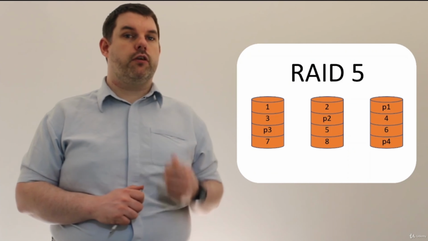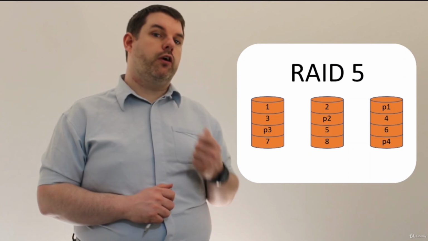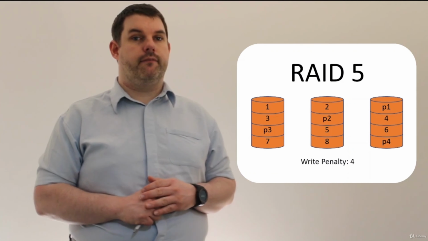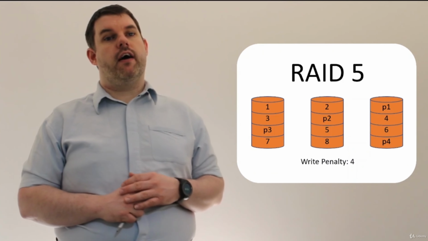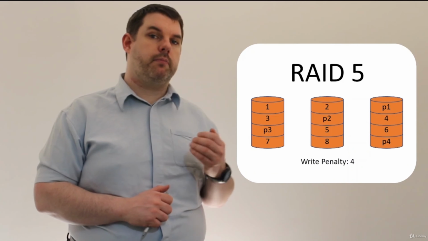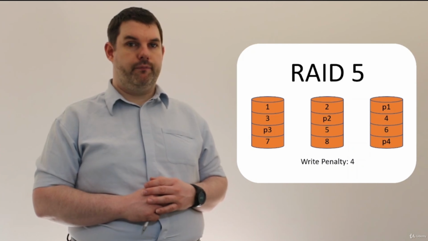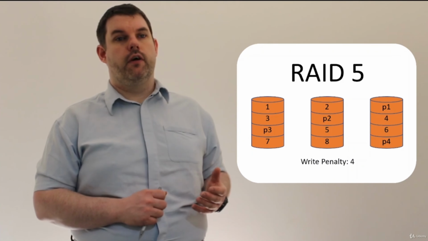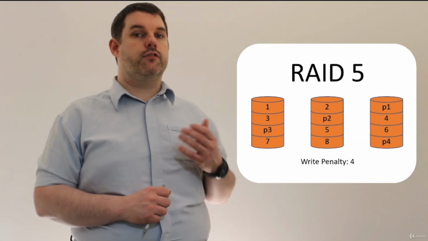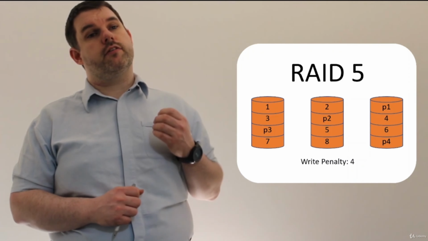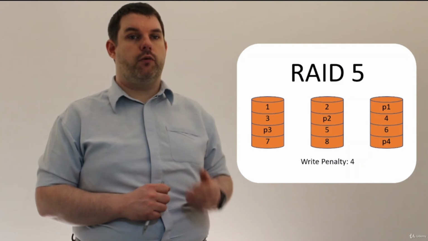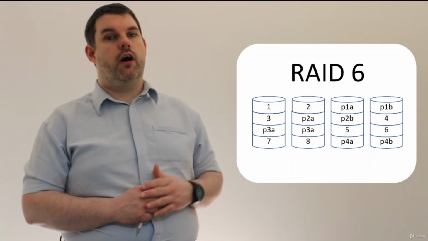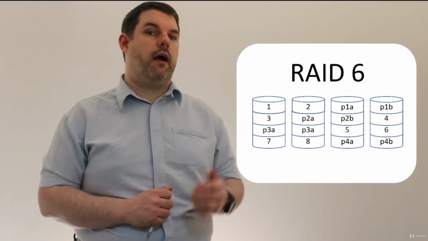Each block is only written to once, but we also need to calculate and then write the parity data. As such, RAID 5 is considered to have a write penalty of 4. RAID 5 is more space efficient than RAID 1. Out of the 3 disks we can use the capacity of 2 disks, but this is at the cost of a greater performance impact. Finally, there is RAID 6, often referred to as double parity.